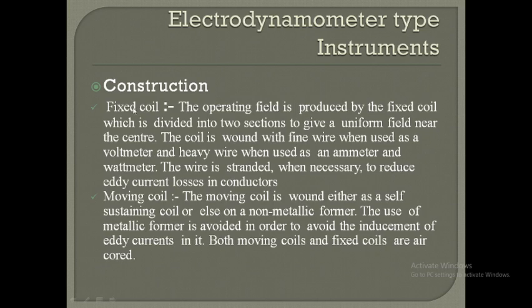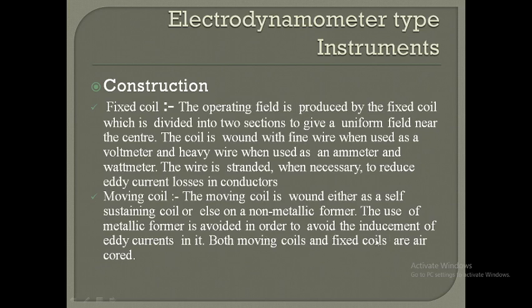Now there is the fixed coil, and there is the moving coil also. The moving coil is wound either as a self-sustaining coil or else on a non-metallic former. The use of a metallic former is avoided in order to avoid the inducement of eddy current in it. Both moving coil and fixed coils are air cooled.